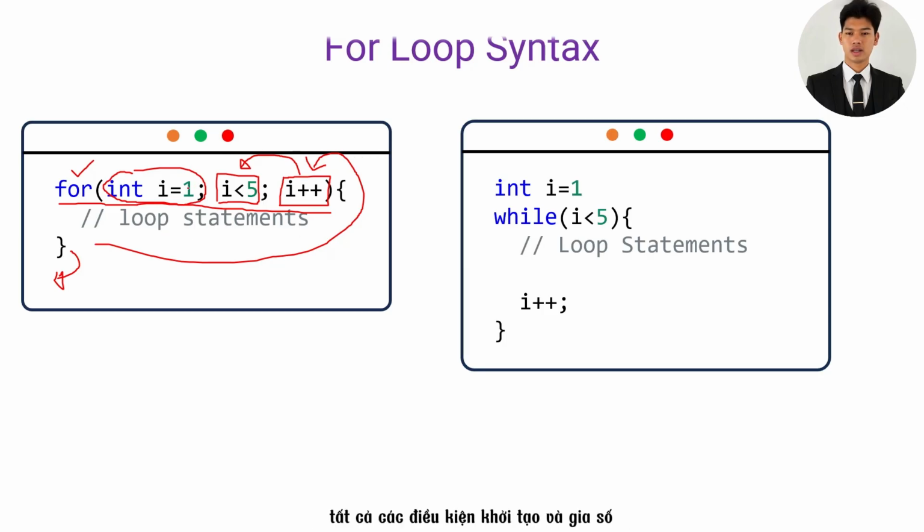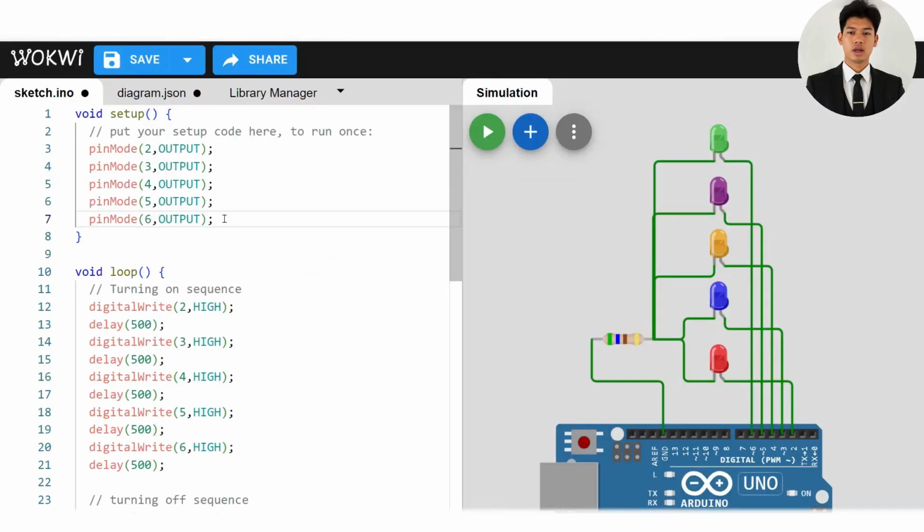All the conditions, the initialization and increments, are also present in the while loop structure. See here, first we need to initialize the loop variable, then we need to put a condition in between the brackets, and at the end of the while loop, we need to introduce the increment. Both work the same way, so let's see how we can use a for loop to make our code more efficient and shorter. We'll start from here.